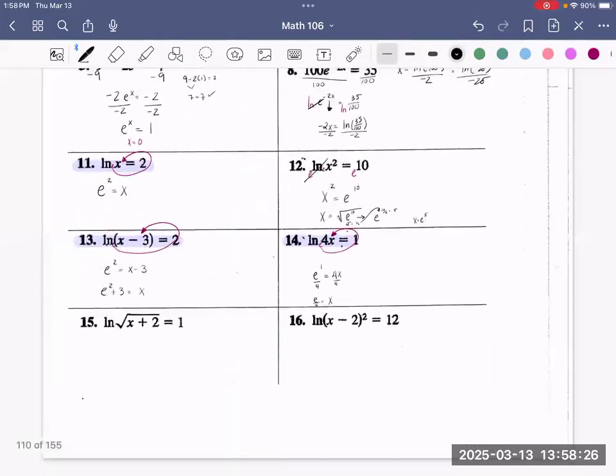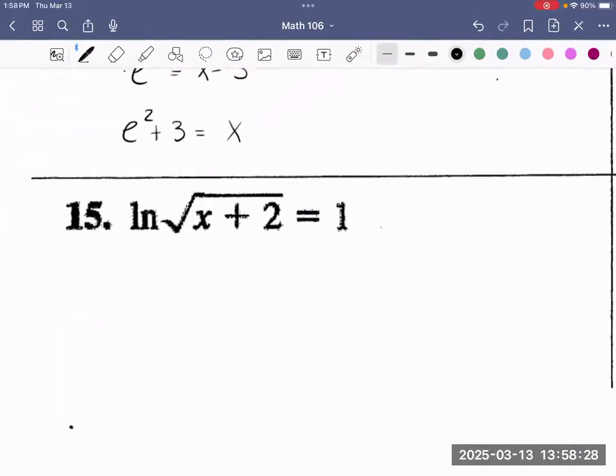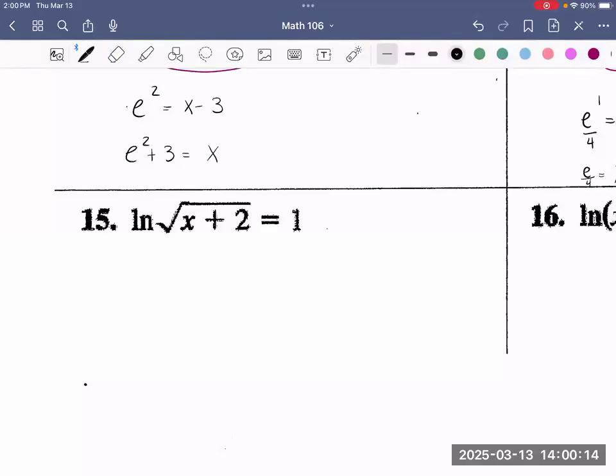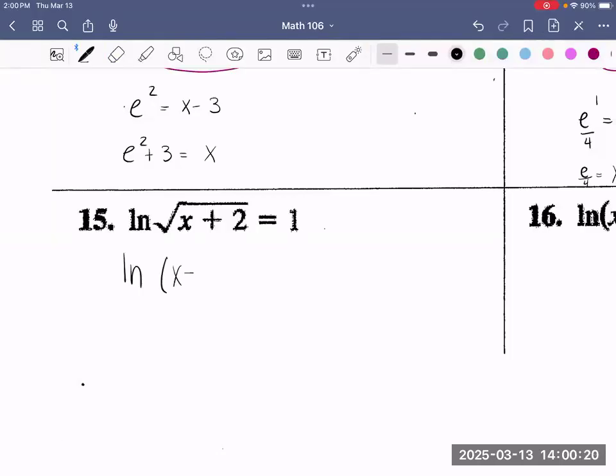Let's see what else we have left over here. So for number 15, we have a few different methods that we can use. I'll show you both, but one method is to go ahead and show the power of your radical, and then take your properties of logarithms, which we're going to put that 1/2 right in front. ln of x plus 2 is equal to 1.